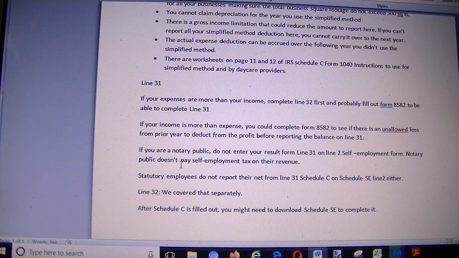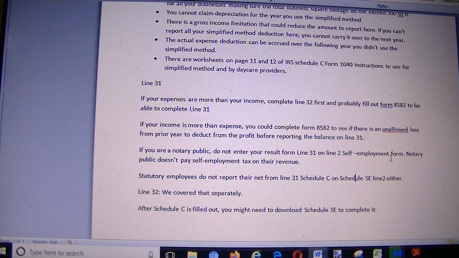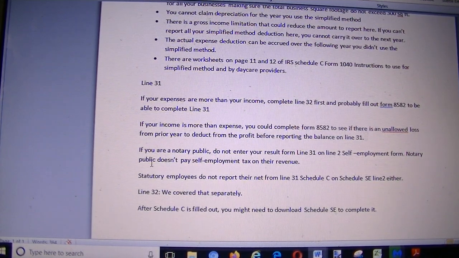So if you are a notary public, you do not enter your result on line 31 or line 32 of the self-employment form, because notary public does not pay self-employment tax on their revenue. The same thing goes for statutory employees as well.